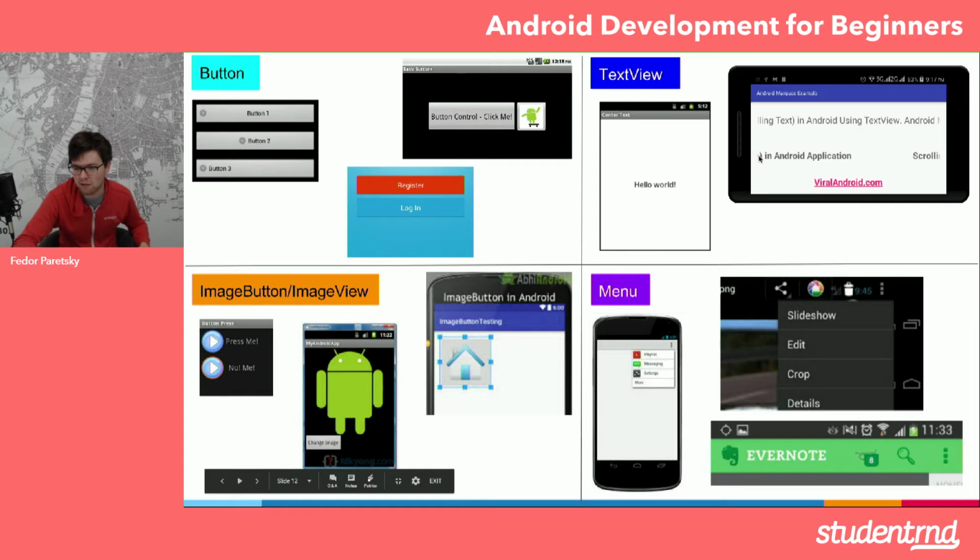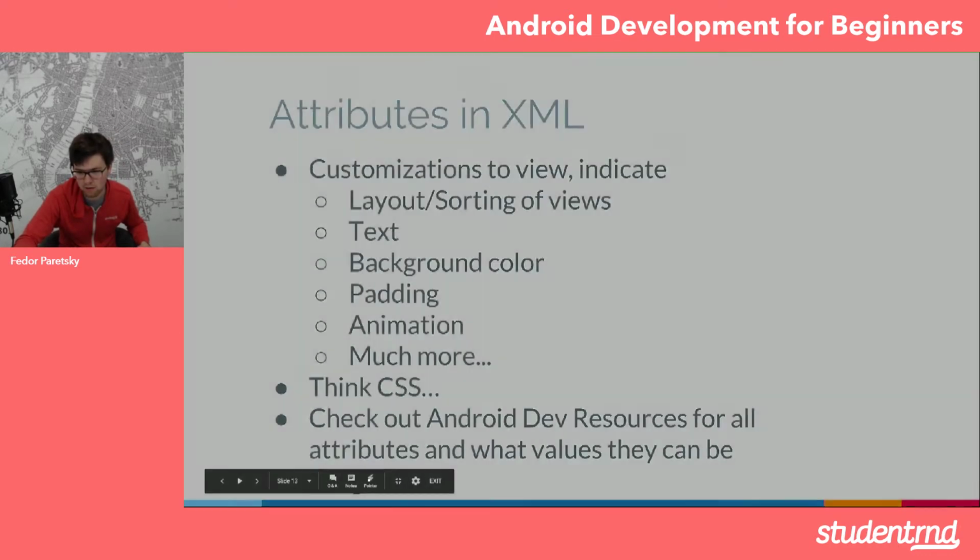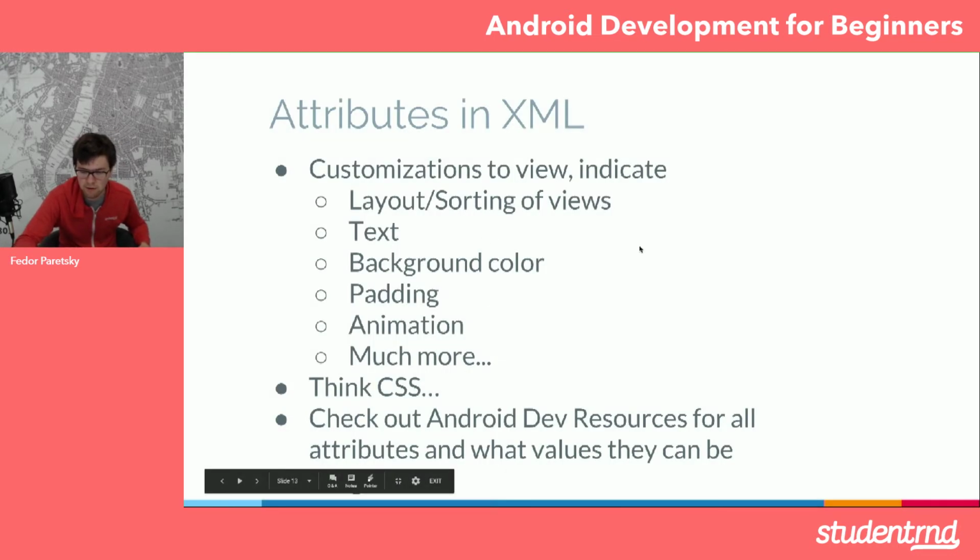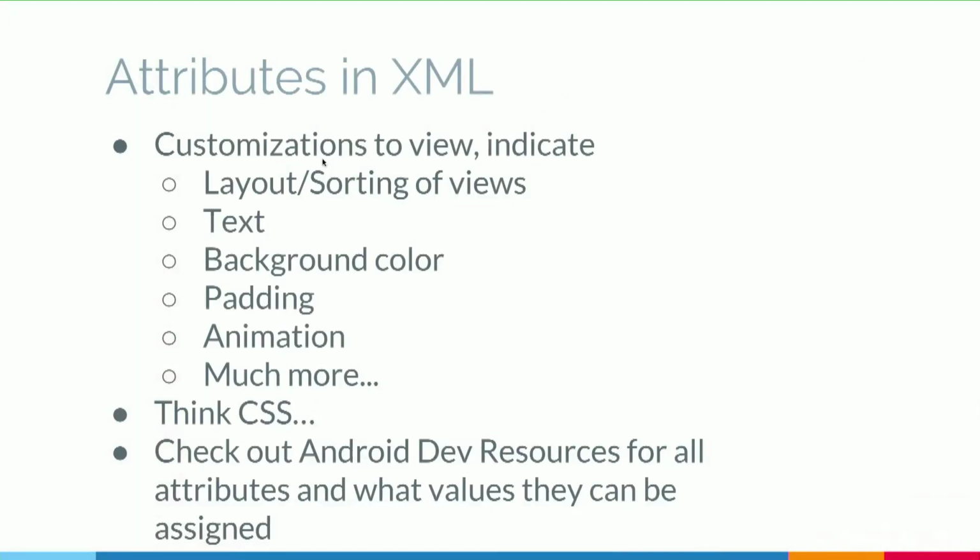And here are a bunch of text views, and I think we'll be using buttons and text views today in the last example that we're going to be using. So say I wanted to customize a button. We call those attributes in XML, so customizations that you can make to any view that you have in your application.